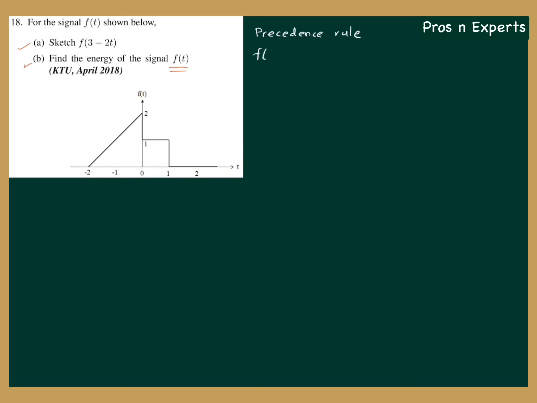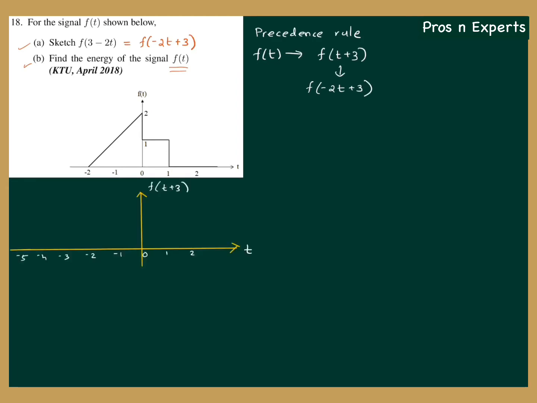So from f of t, first you find out f of 3 minus 2t, let me write here, this is actually equal to f of minus 2t plus 3. Okay, so to find out the signal from f of t, first you do f of t plus 3. Then from f of t plus 3 you do f of minus 2t plus 3. Alright, so first we are finding f of t plus 3.